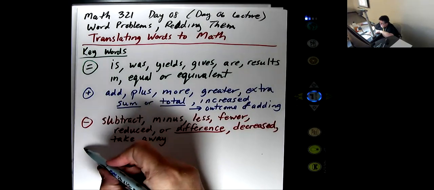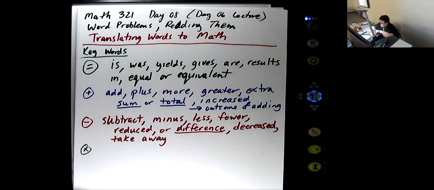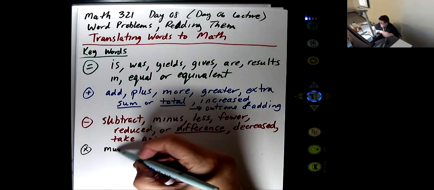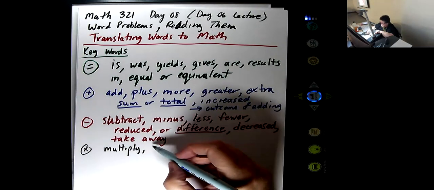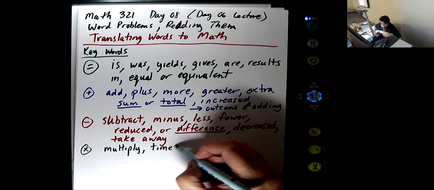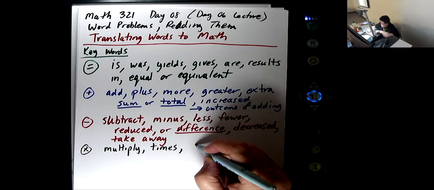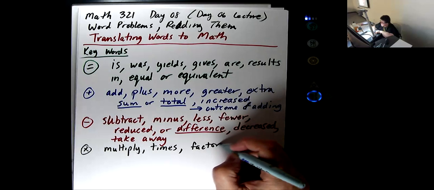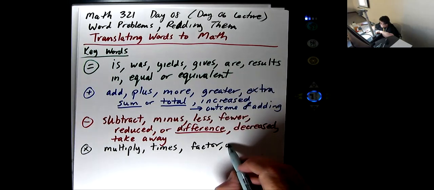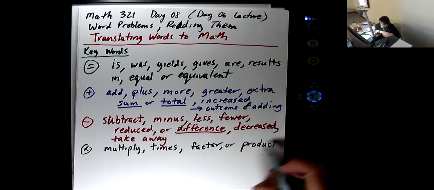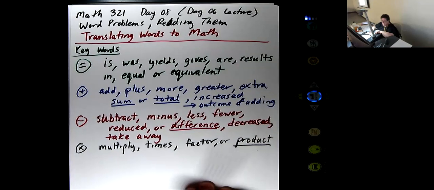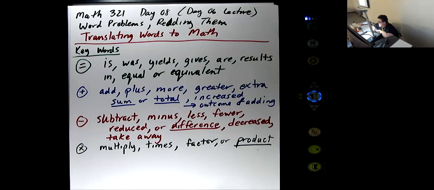Multiply doesn't have that many. Obviously, multiply is one of them. Times. Factor. Or product. Product is the outcome of multiplication. So I'm underlining all the words that represent the result.